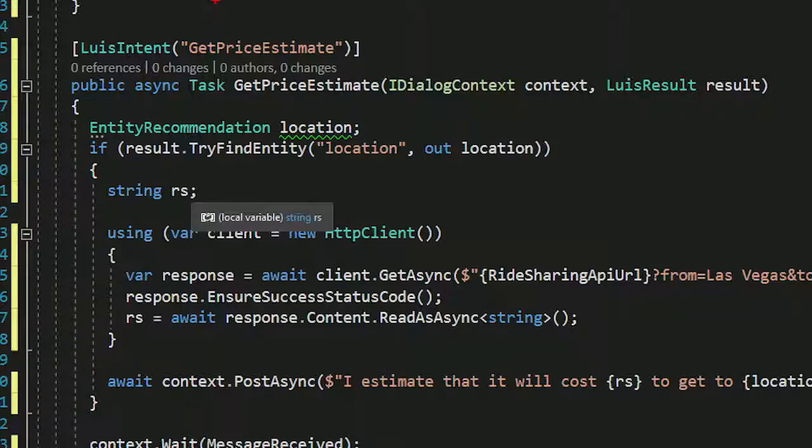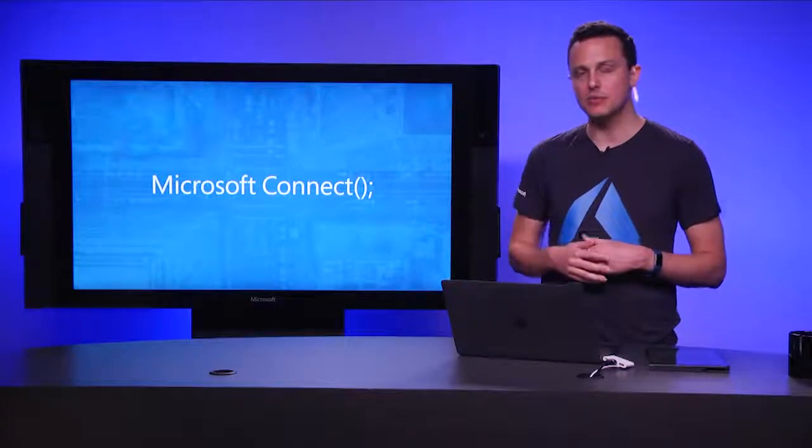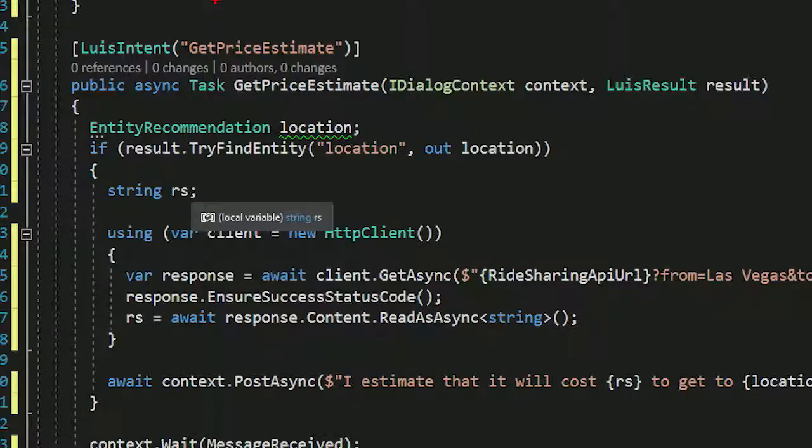So when LUIS receives this particular message from the user, it's going to post it up to the LUIS service. It's going to process it, figure out what the best intent is, and then return it to our service. And it's going to automatically map it through to the right method. In fact, it goes one step further because it's going to take the entity that it finds, if any, and make that available to us as well.